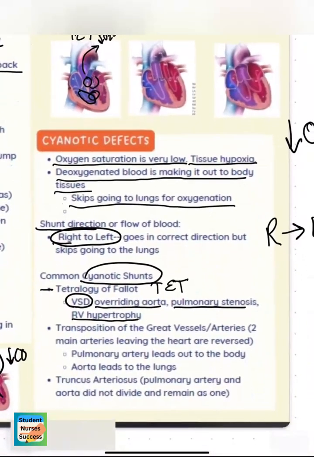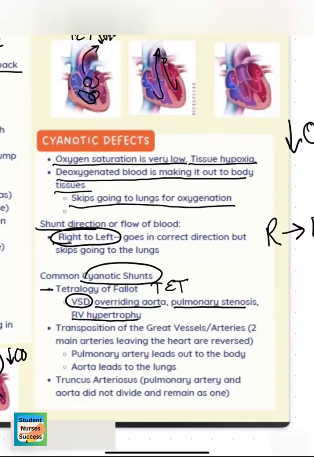Now, transposition of the great vessels is just that. It's where the vessels have been switched. So what's happening is the right atrium is actually connected to the aorta and pumping out deoxygenated blood to the body. And in this particular case, the left ventricle is pumping to the lungs. And so in these cases, the vessels are switched.